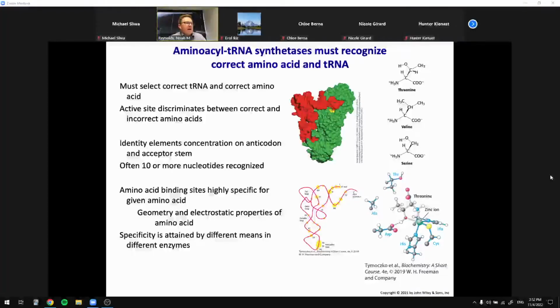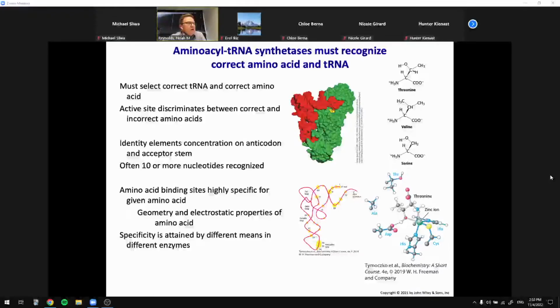And we also talked about the threonyl tRNA synthetase, which uses a coordinating zinc ion. And so the OH of the threonine is going to form a bond with that zinc ion. And so this is one way to distinguish it from other amino acids. So something that's really structurally similar, like valine, could be distinguished. But something like serine maybe can't be distinguished so well, because the hydroxyl on the serine can form a bond with the zinc ion.